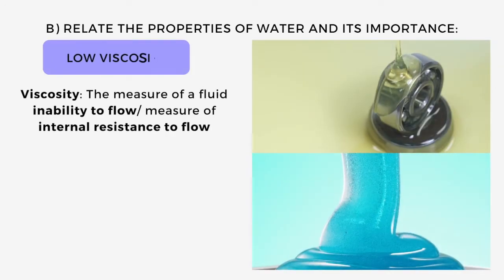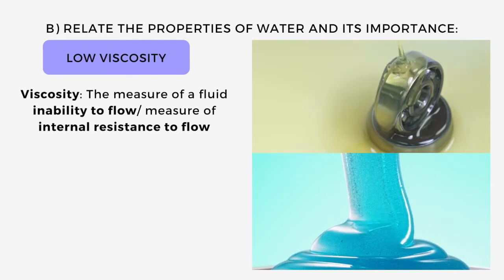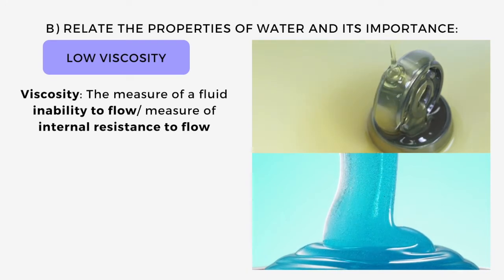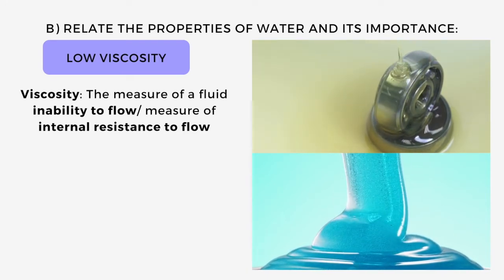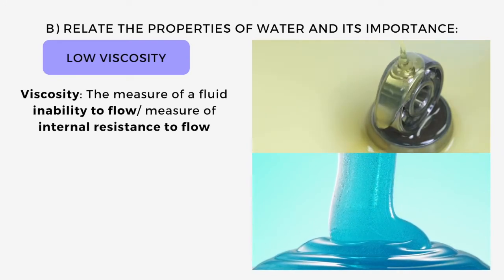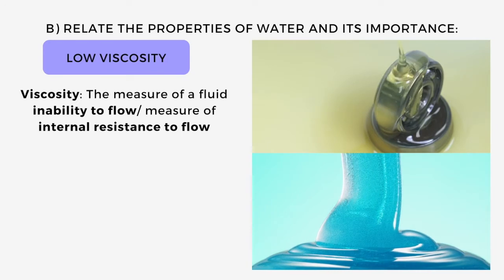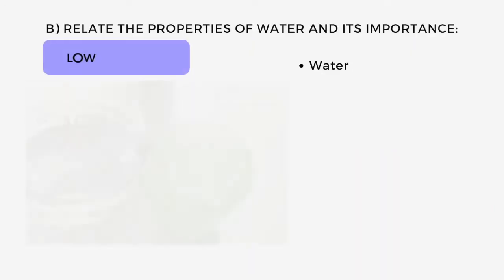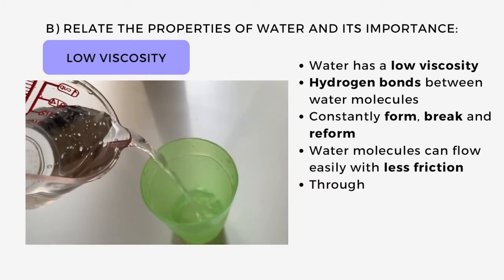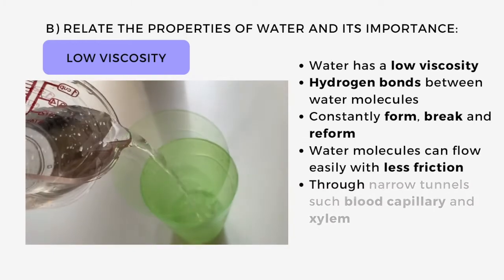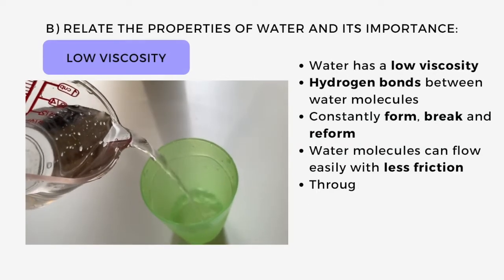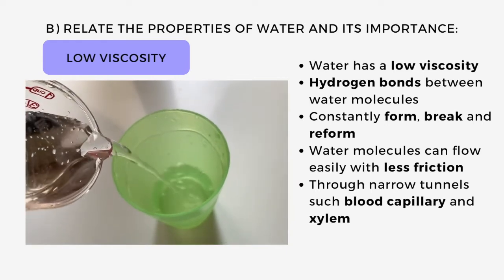The second property of water is low viscosity. Viscosity is the measure of a fluid's inability to flow, or the measure of internal resistance to flow. The viscosity of oil is less than the viscosity of gel. Water has a low viscosity due to the hydrogen bonds between water molecules that constantly form, break, and reform. Water molecules can flow easily with less friction through narrow tunnels such as blood capillaries and xylem.